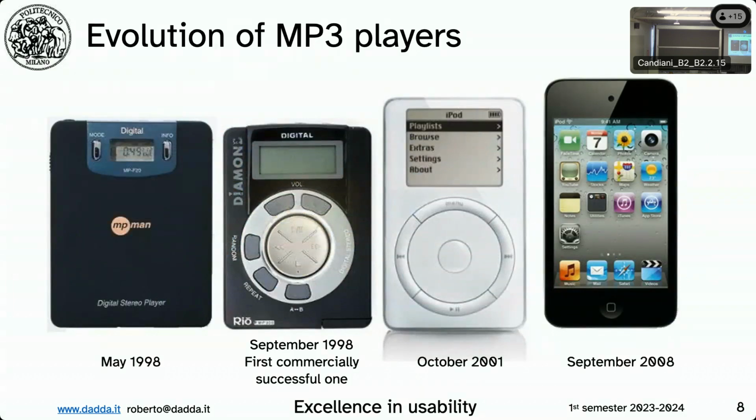This is the evolution. The first one is commercial success. This was my first one. The Rio was very, very expensive. I remember I bought it in a travel I did in California, and it was something like more or less 1,000 euro for things like this.